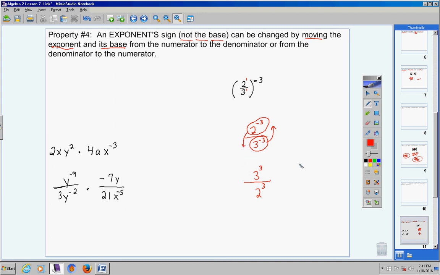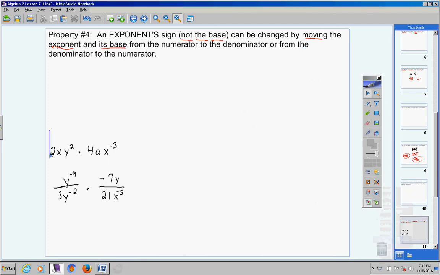Now to finalize the problem, 3 times 3 times 3 over 2 times 2 times 2. You could write your answer like this. I have no problem with that. You could write your answer like this if you wanted to. 3.375. Or you could write your answer like this. 3 and 3/8. Any of those answers are good, okay? Alright, moving on to the next example.